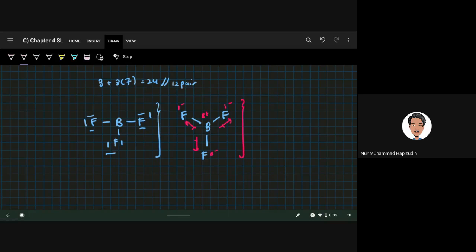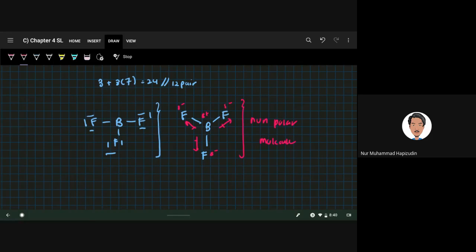Masih apa molekul jawab? Polar molecule or non-polar molecule? No, non-polar molecule. Yes, good. Non-polar molecule. So this is a non-polar molecule. But it has polar bonds. Ingat tu. Okay, a non-polar molecule can have polar bonds and can have no polar bonds.